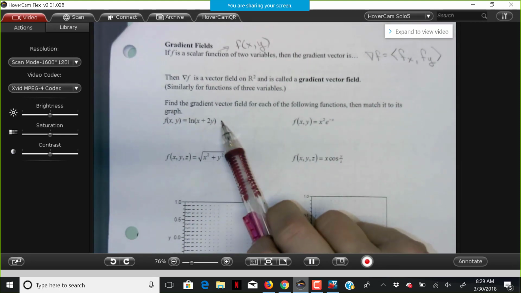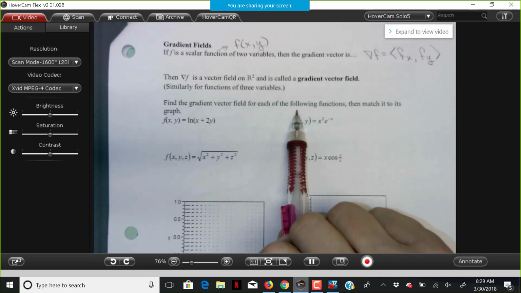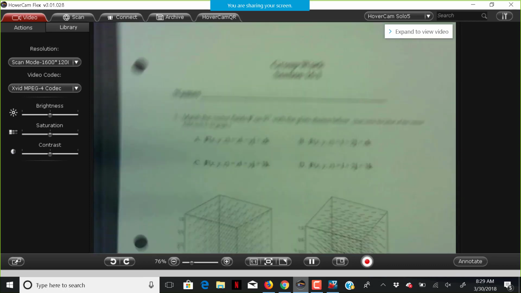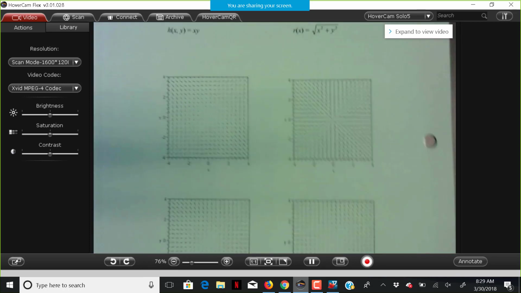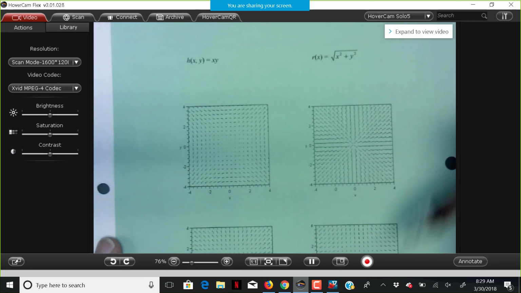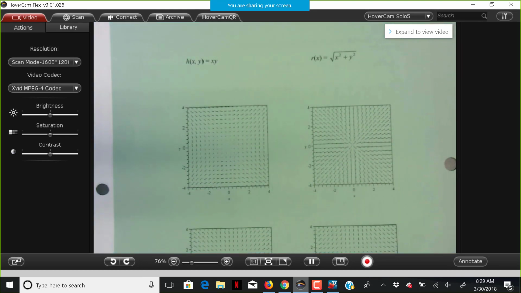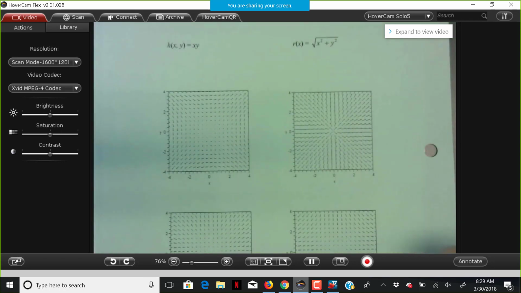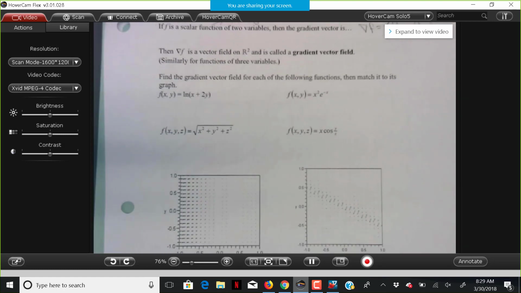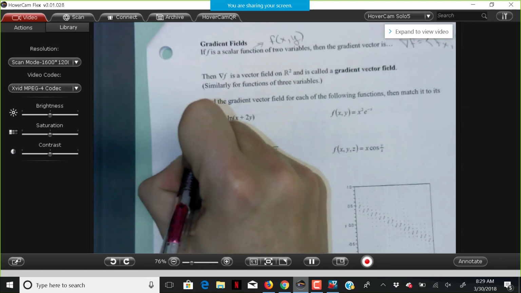So here we're asked to find the gradient vector field for each of the following functions and then match it to its graph. One thing I want to warn you about is what I have you do on the second page of the group work. I give you 4 functions and 4 graphs, and I'm going to explain how to help narrow it down. But 2 of these, I'll come back to this, but keep this handy. Okay, so first I want to find the gradient.